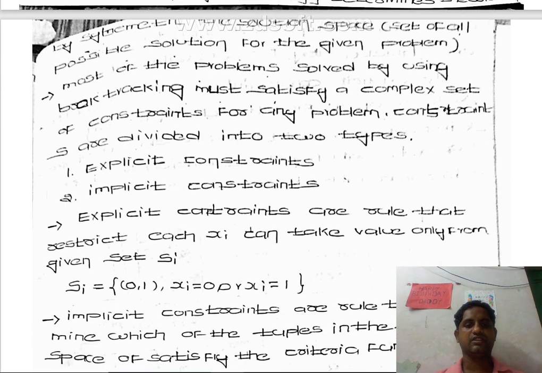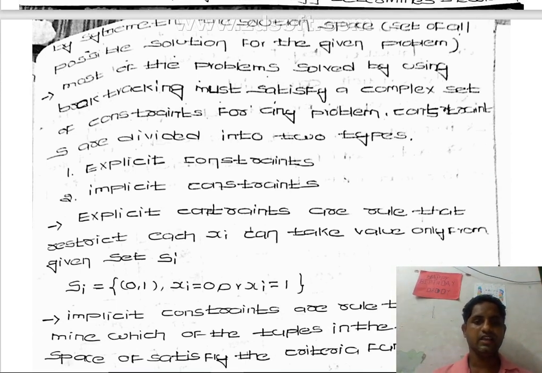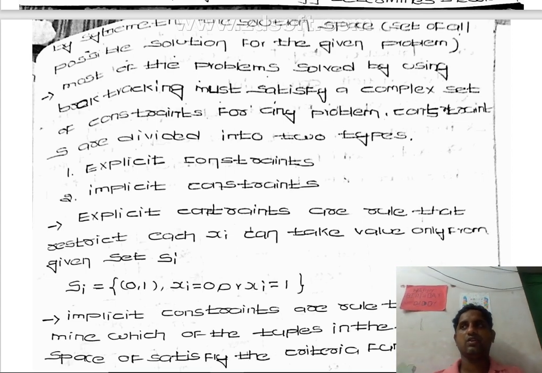See, explicit constraints are rules that restrict each xi to take values only from a given set S, that is, Si equal to {0, 1}, that is xi equal to 0 or xi equal to 1. So it is a rule that restricts each xi to take a value only from 0 or 1.